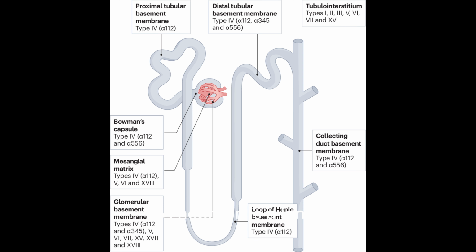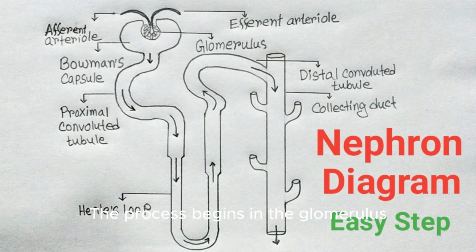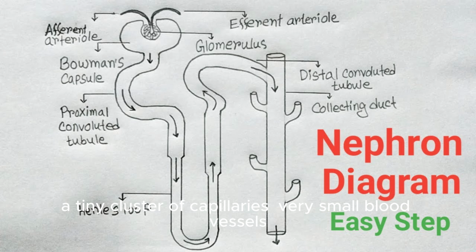A nephron is a long, tube-like structure with different parts, each performing a special job. The main parts of the nephron are the glomerulus, Bowman's capsule, proximal convoluted tubule, loop of Henle, distal convoluted tubule, and collecting duct. The process begins in the glomerulus, a tiny cluster of capillaries.